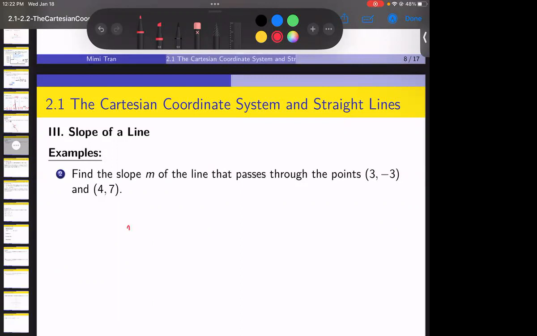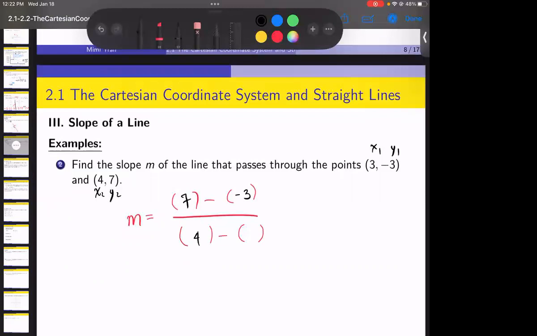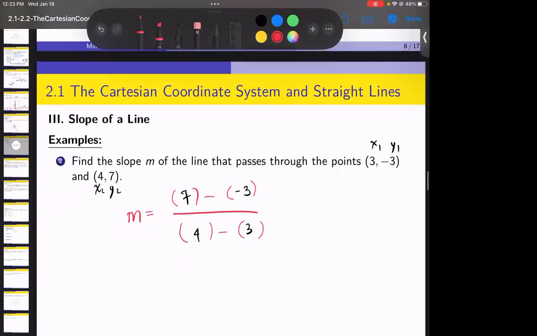I always do this, the parenthesis thing, because I make mistakes easily when it comes to positive and negative signs. So x1, y1, x2, y2. y2 minus y1, so 7 minus -3, and then x2 minus x1, so 4 minus 3. 10 over 1, so 10.